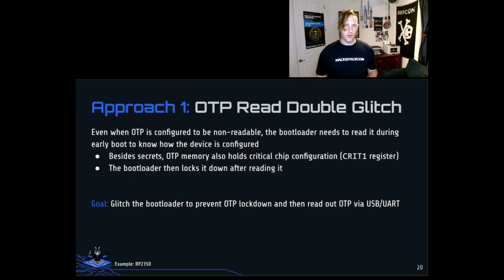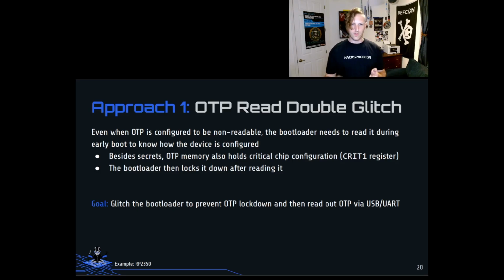Looking at the first approach, we're going to look at the OTP and double glitching. Even when the OTP is configured to be non-readable, when the bootloader is starting the processor, it still needs to read that OTP memory because it contains critical chip configuration information in the CRIT1 register. The bootloader needs to read it and then afterwards lock it down into the correct configuration. So even when the OTP is supposed to be inaccessible, the early bootloader still has to read it. Our goal here is: can we glitch the bootloader to prevent that OTP lockdown?